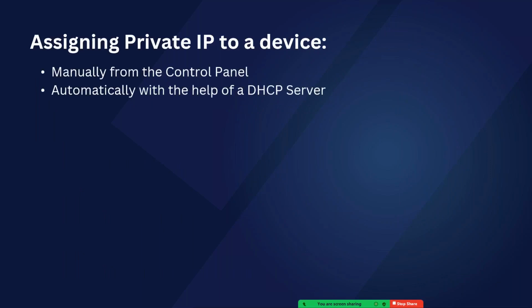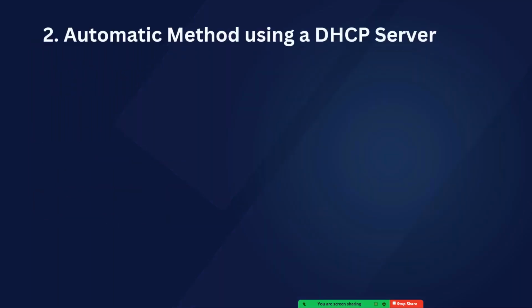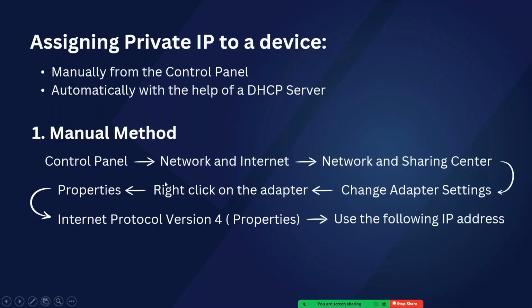Okay. So firstly, if you had to change it manually from the control panel, there's a certain step. This is a certain path you have to follow. Okay. So first you go to control panel, then you go to network and internet, then network and sharing center, then change adapter settings. You right click on the adapter, go to properties, and then you set the following IP address in the IPv4 properties. The lengthy procedure. Let me show you this practically.